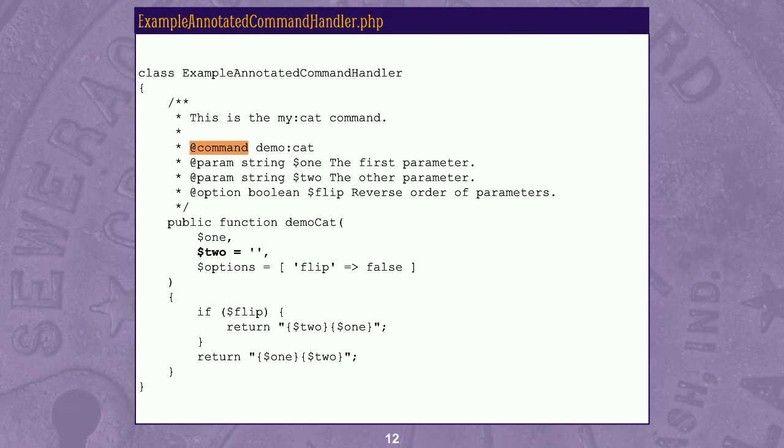And a command handler is just a plain old class. It doesn't have to extend from anything, but it is a class, so it can participate in dependency injection, as we'll see later. And the methods of this class can be annotated with a command annotation that names what the command should be. And then the command runner, Drush, takes care of processing the inputs from the command line and passing them in to the parameters of your function.